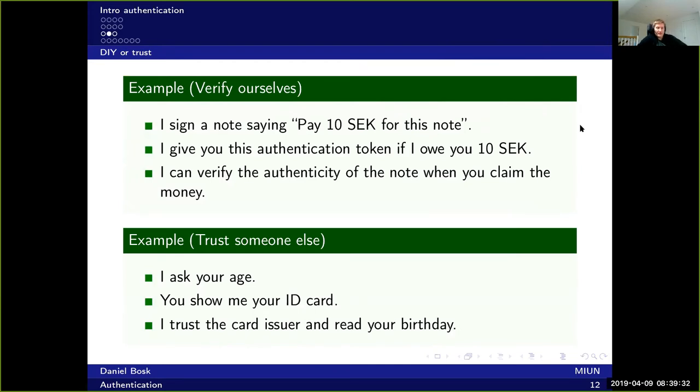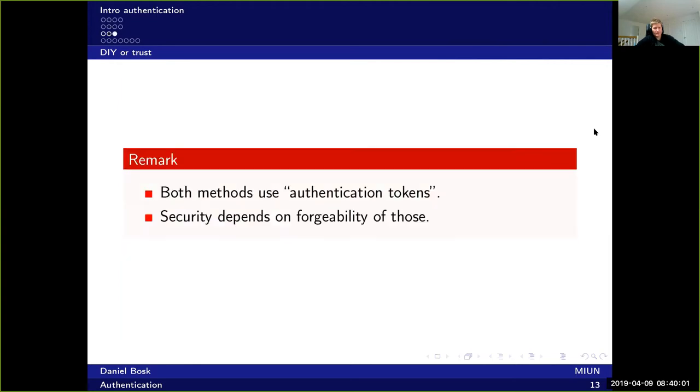And another example is for trust someone, that's the age limit case, and then we can reduce it to the ID card. So I trust the card issuer, and that it's hard for you to forge this card, and then I can simply read your birthday and I know your age. Now, both of these methods exemplify authentication tokens, and security usually depends on the forgeability of these. So we need to consider that, and we'll see some examples in future sessions.